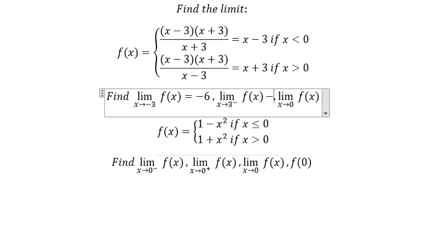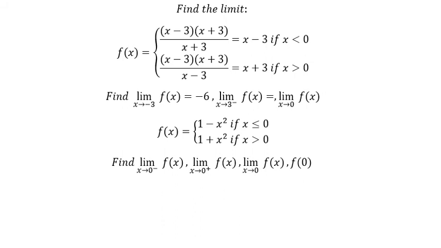The next one, x approaches -3 in the negative side. So that means we have -3 is greater than -0 in here. In the positive or negative side, we put -3 in here, and we got about 6.